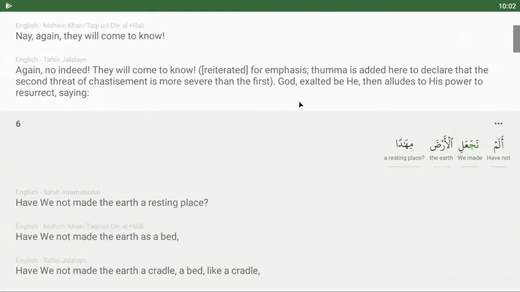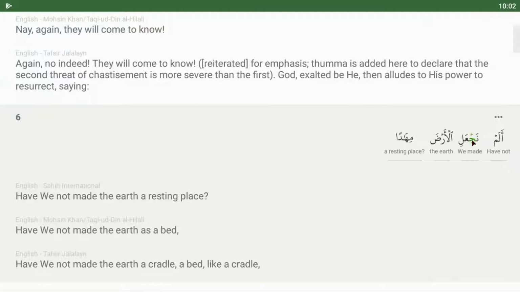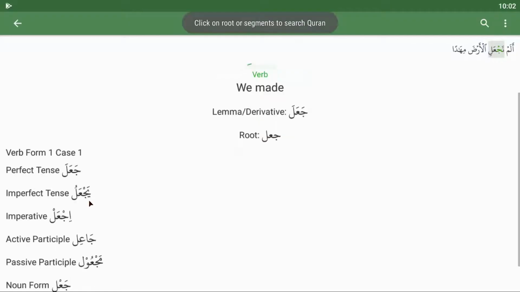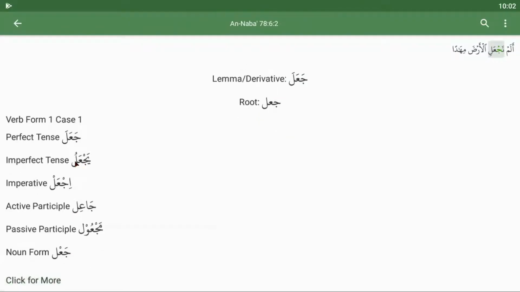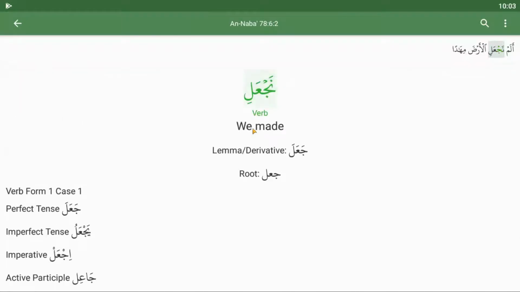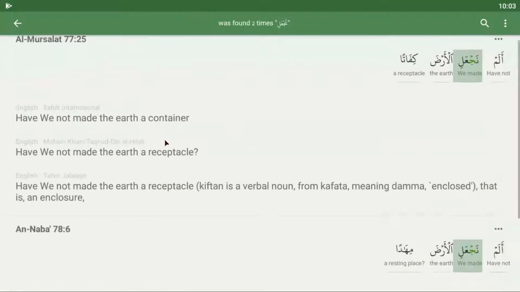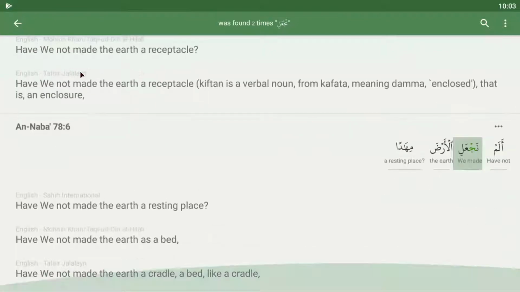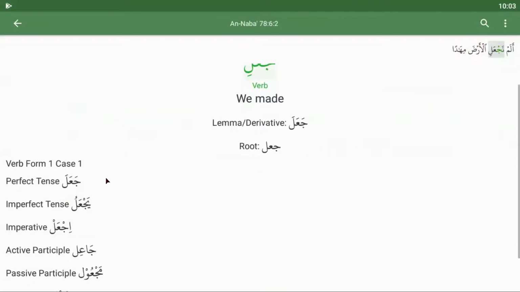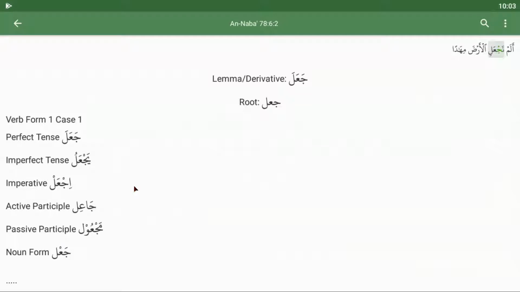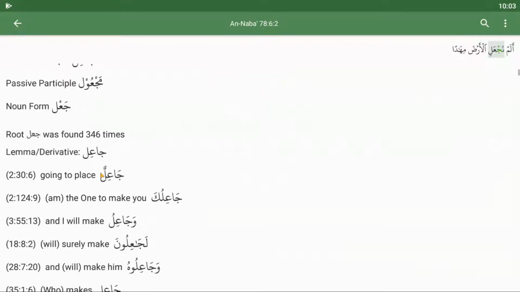So here, Alam naj'alil arda. Ja'ala comes a lot in the Quran. He makes, ja'ala yaj'alu. Fataha yaftahu, because the middle letter is ayn. Ja'ala. Ij'al. Ja'il is the one who makes. See? Alam naj'al. Naj'al comes two times in the Quran, while the root word comes so many times, 346 times.